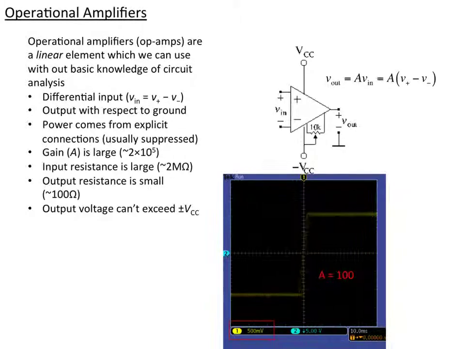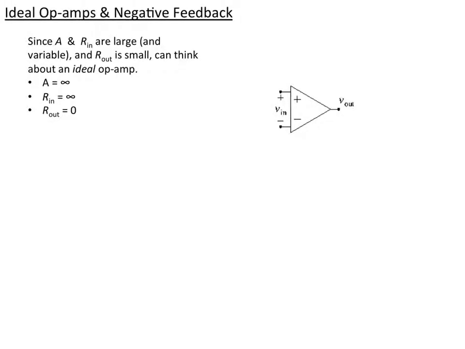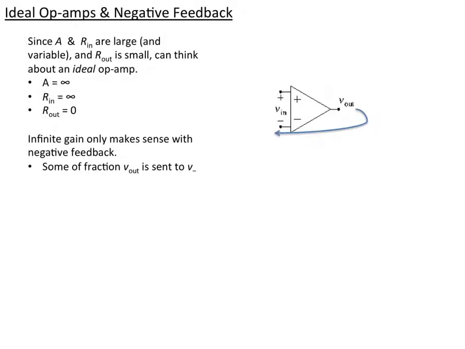So moving on to an ideal op-amp. Since the gain A and the input resistance are large and the output resistance is small, let's take the ideal case where those large and small things are pushed so that the gain is infinite, the input resistance is infinite, and the output resistance is 0, and let's see what happens in that case.